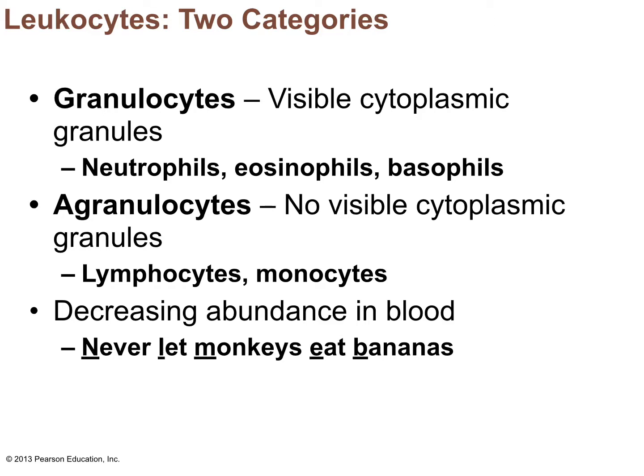Now, there's a really good mnemonic. It's Never Let Monkeys Eat Bananas, and that gives you the 5 types of white blood cells: neutrophils, lymphocytes, monocytes, eosinophils, and basophils. The other great thing about this mnemonic is that it's the order of abundance in which they occur in the blood. So the most abundant is going to be the neutrophils, the least abundant is going to be the basophils.